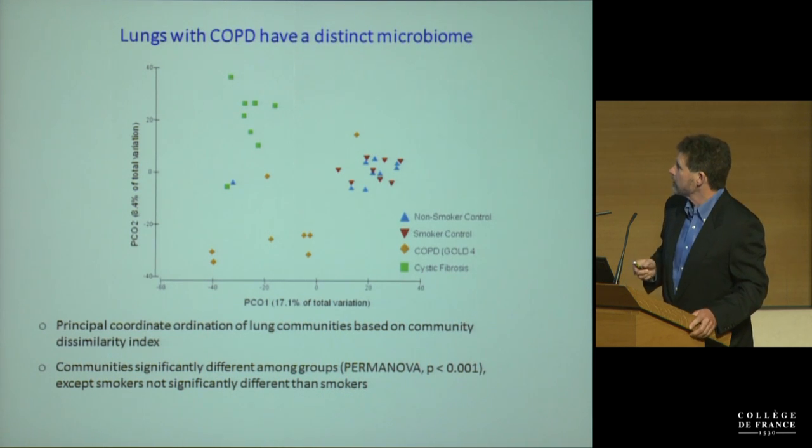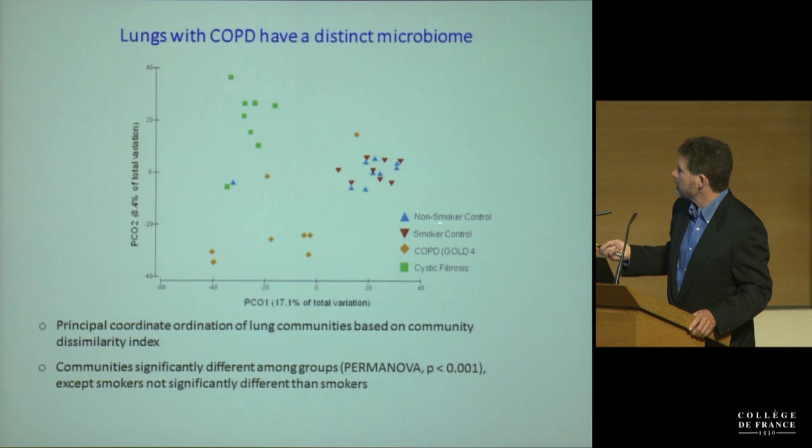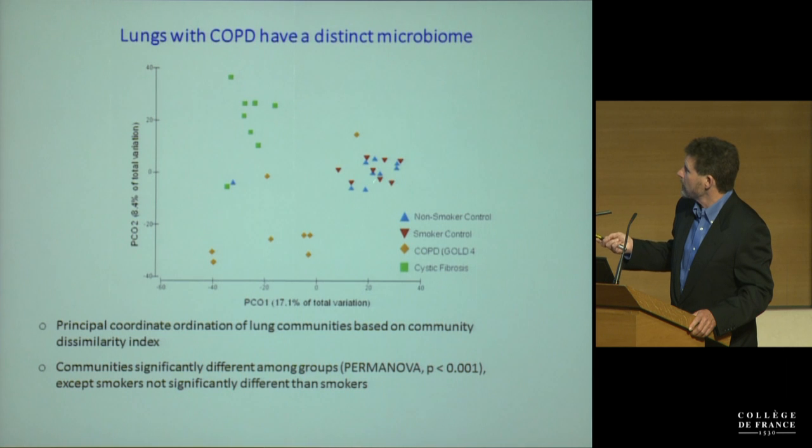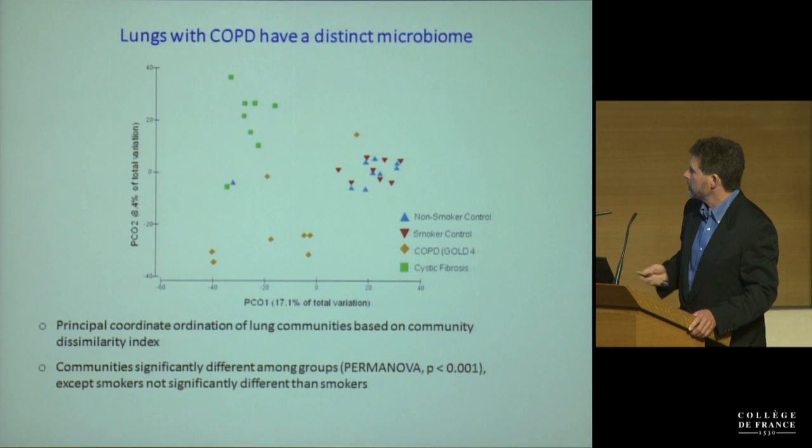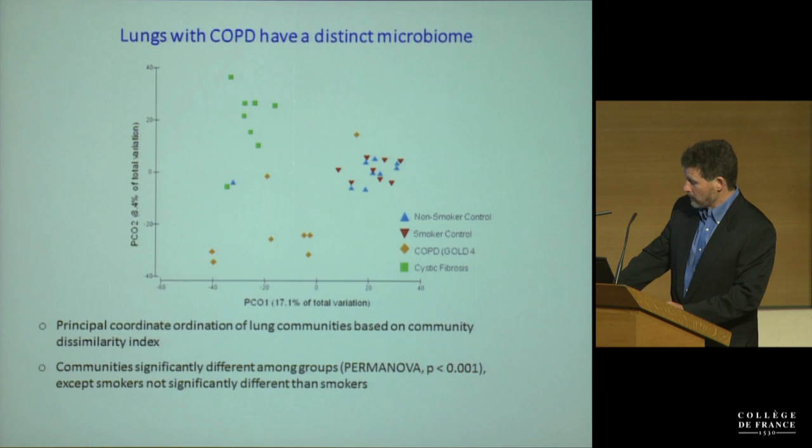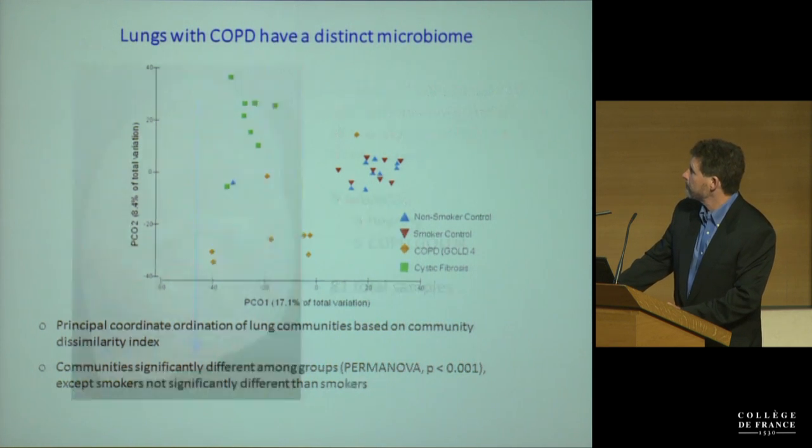This is an ordination showing similarity of the communities in the different samples. What you can see is that the controls, non-smokers and smokers, are clustered here. These communities, as you might suspect, are not significantly different. But we do find a very different community in both the COPD lungs as well as the cystic fibrosis lungs. Statistical analyses also indicate that these are significantly different. And so there is a distinct microbiome associated with COPD.